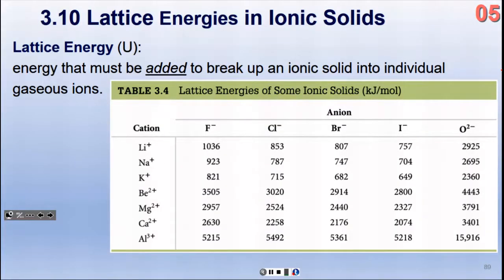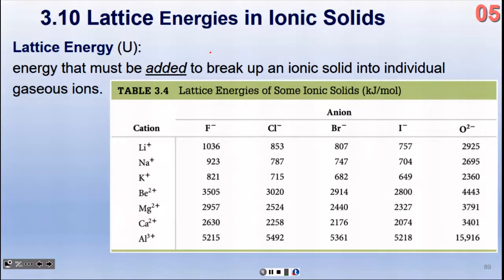Lattice energy has a funny symbol, U. Seems kind of odd that there's a letter U here for that one. And it is the energy that has to be added to break up an ionic solid into individual gaseous ions. That's the way they're defined, in terms of gaseous ions. And so you have to think in terms of ionic solids with pairs of cations and anions. And so various combinations of cations and anions are represented in this table.